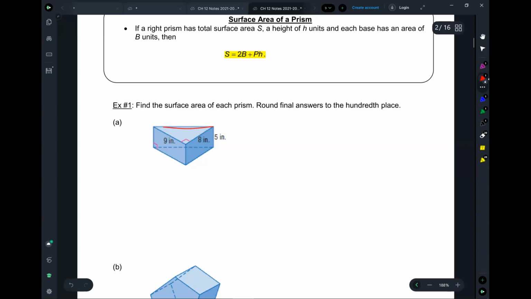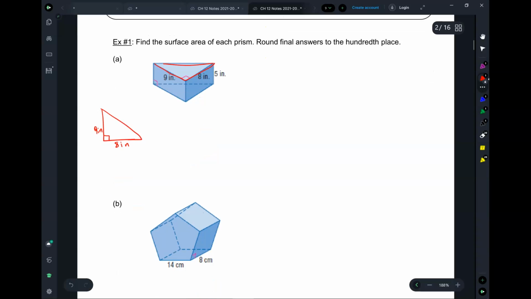If you need to, you could. So let me copy that base down here. Since it's a right triangle, that kind of helps us out, because one of the legs is the base, the other leg is the height. Okay? So base area is 9 times 8 divided by 2, right? Which is equal to 36.